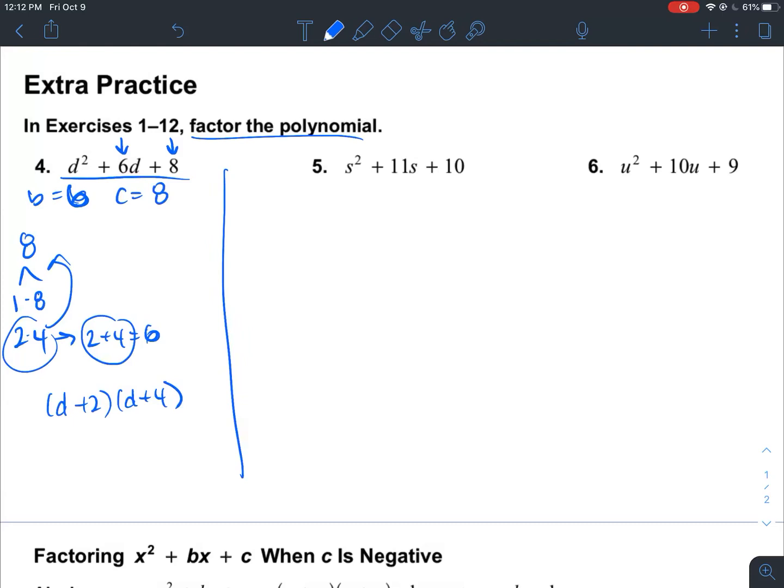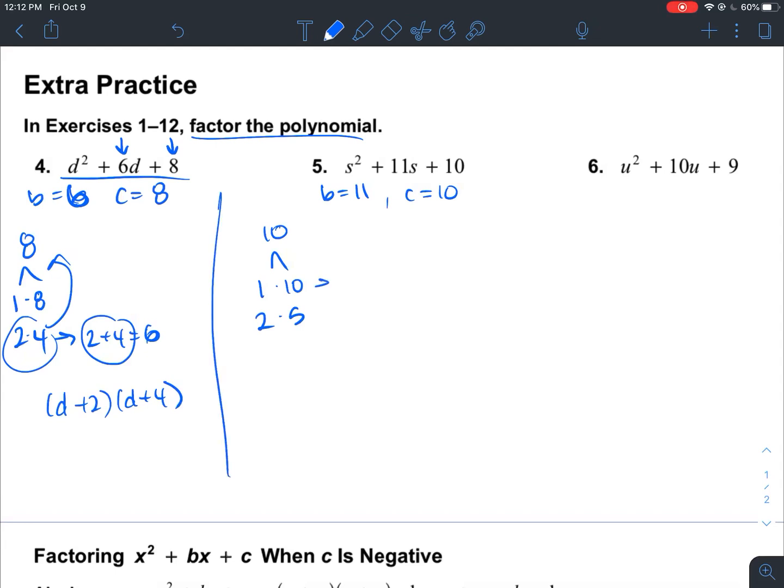So for equation number 5, b is equal to 11, c is equal to 10. So take 10, list the factors of 10, which would be 1 times 10, 2 times 5. Now look at these two pairs that you have right here. Do any of them add to be 11? The answer is yes. That would have to be 1 and 10. 1 plus 10 is equal to 11. So then the factors are s plus 1 and s plus 10.